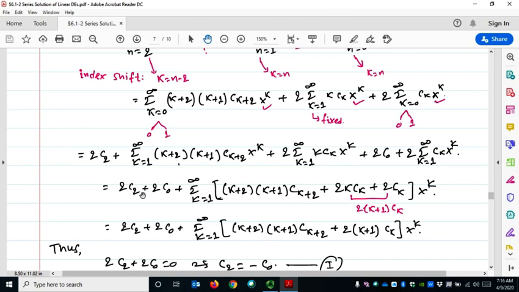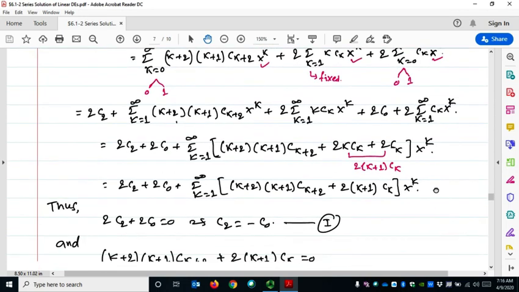This is the 2c2, 2c0, summation starting from 1 to infinity, (k plus 2)(k plus 1) c_{k+2} x^k. From this one, I already pulled the summation out, so what is left? 2 times k ck and 2 times ck are left. Great. Because I'm looking for a recurrence relation, I'm just finding the relations among those coefficients.